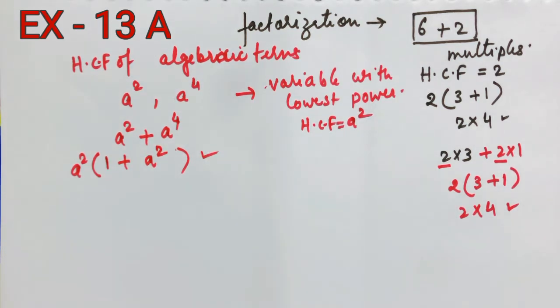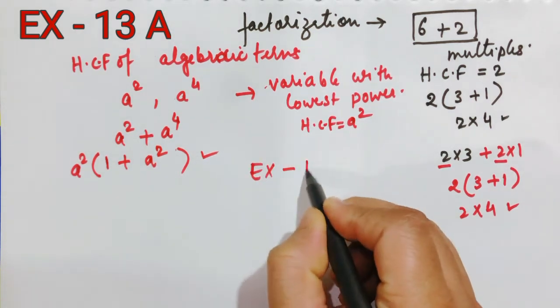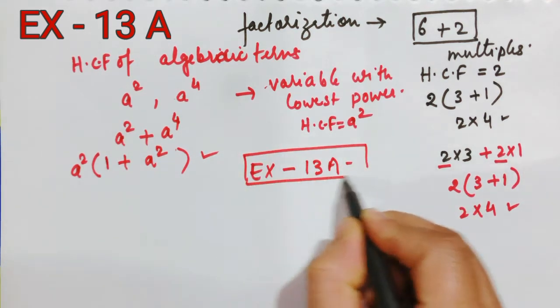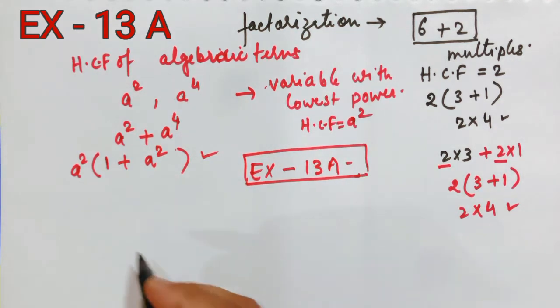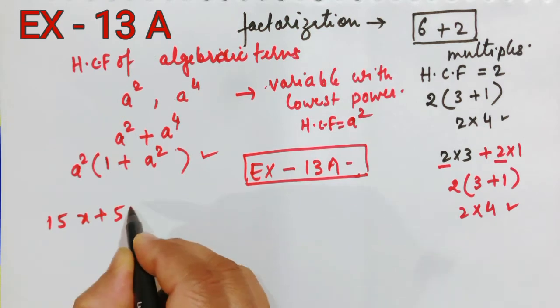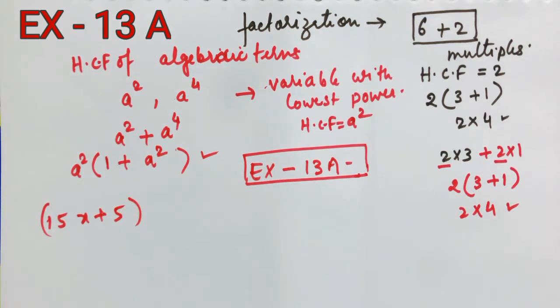Similarly, let's start from exercise 13a, and in this exercise 13a we shall start from the smallest number, that is 15x plus 5. So 15x plus 5 is an expression given to you, and you are being asked to factorize.